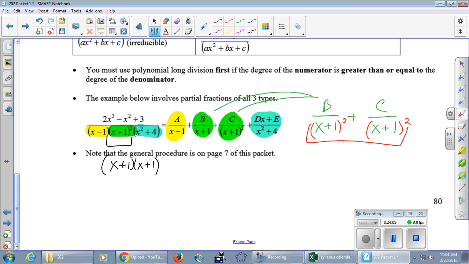I can't really talk about why do we even need two of them? Like, can't we just get away with having one of them? It turns out you're not giving yourself enough freedom to make sure that it's possible to find a, b, c, d to make the top match this 2x cubed minus x squared plus 3. That's kind of a hand wavy thing. But for sure, we got to have the x plus 1 squared to get that denominator. What's that? Yeah, it just wouldn't work out. You wouldn't get that denominator if you didn't have this squared thing here. Trevor?